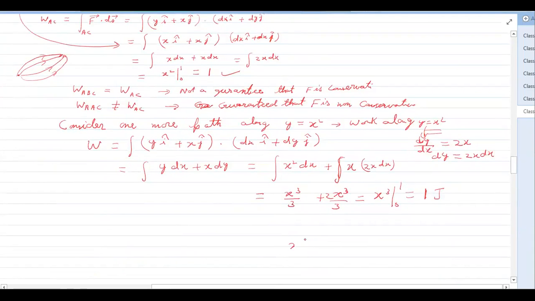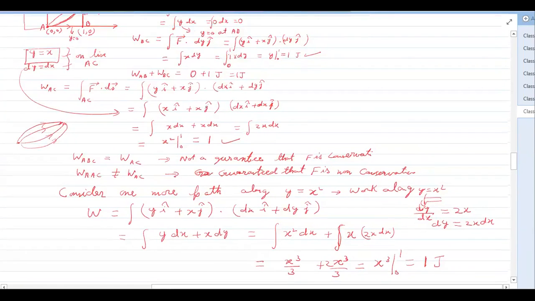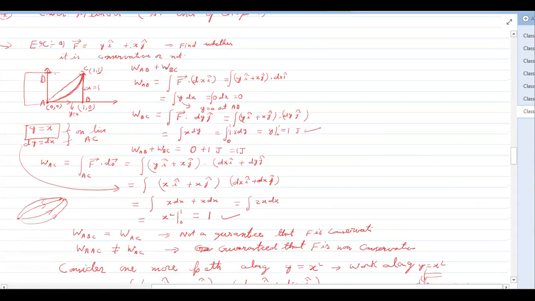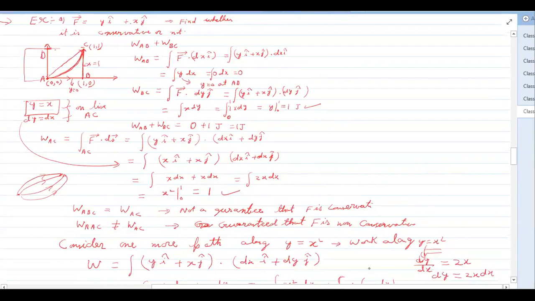Suppose if you take x cube from 0 to 2, then it will become what? 8 joule. But if you take 0 to 2 in this path, means if you take 0 to 2 for this calculation, means AB to BC, so how much will you get? You will get 0 to 2, so 2 joule, and then the answer will be how much? Answer will be 2 joule in this case, but here you are getting 8 joule.